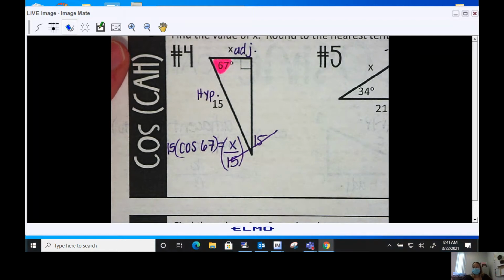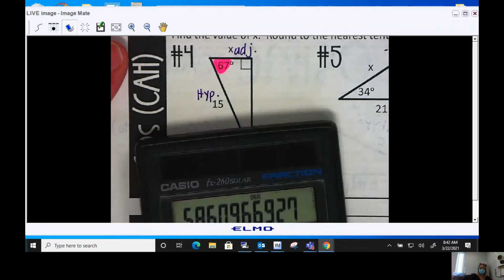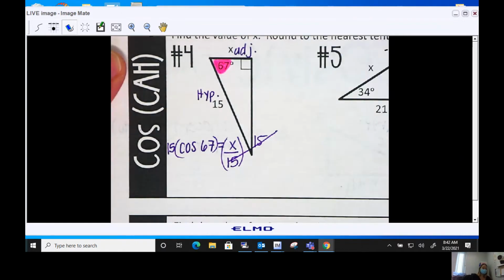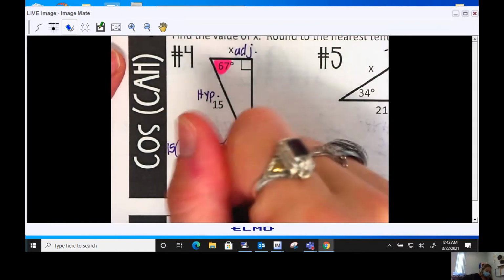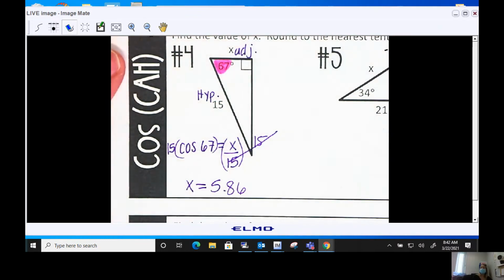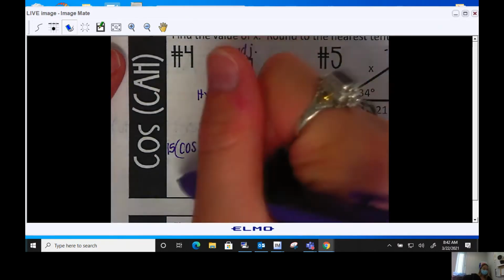What did you get? 5.8. Is that what everybody got? 5.86. Yeah? Beautiful. Anybody not get that? All right. Beautiful.